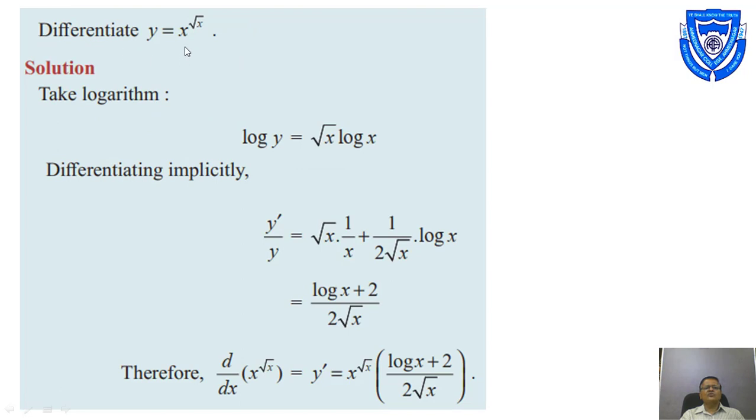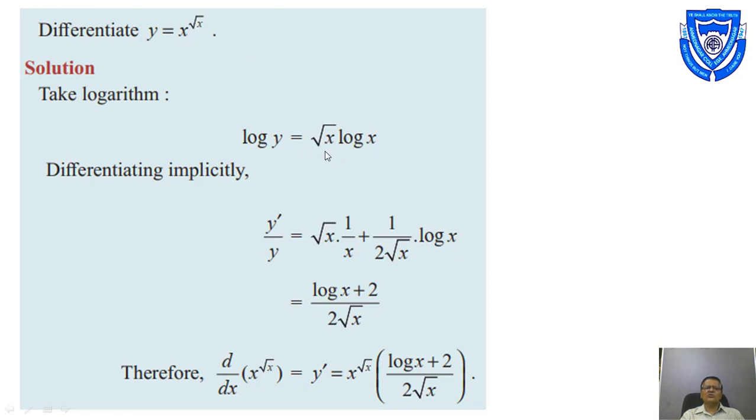Differentiate y is equal to x raised to root x. So whenever we have function raised to function, we must take logarithm. Logarithm is the tool which can simplify this, which can bring this power in front of the logarithm. So this function raised to function gets converted into product. Have you noticed this point? Function raised to function is converted into product after taking logarithm.